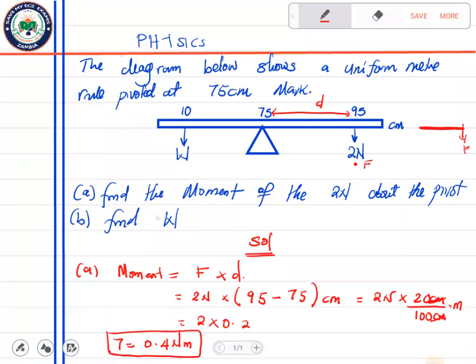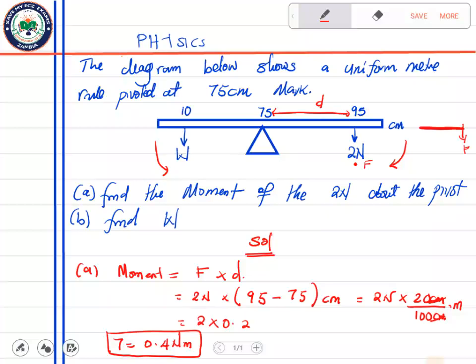It further says find W. Now to find W, we are going to use what we call the principle of moments. Now, what does the principle of moments state? It states that the sum of anticlockwise moments is equal to the sum of clockwise moments. So this force is going in that direction, which is clockwise, and this force is going in that direction, which is anticlockwise. So the sums are just equal to each other, because at the end of the day we are saying it's a uniform meter rule. That means it's in equilibrium, it is balanced.